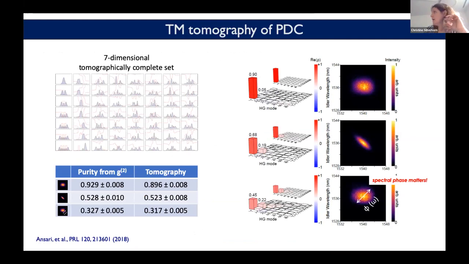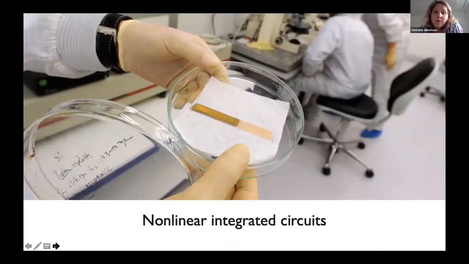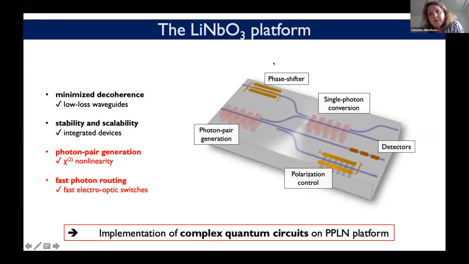With that, because I'm running out of time, I would like to switch gears and talk a little bit about nonlinear integrated circuits. Now, nonlinear integrated circuits, we are interested in that for quite some time. In Paderborn, we're working more than 10 years on this platform. And integrated circuits, I think I don't have to say much about that. You heard that they are really great to scale up photonic systems. What do you need? You need really low loss waveguides to minimize decoherence. You have a stable and scalable system.